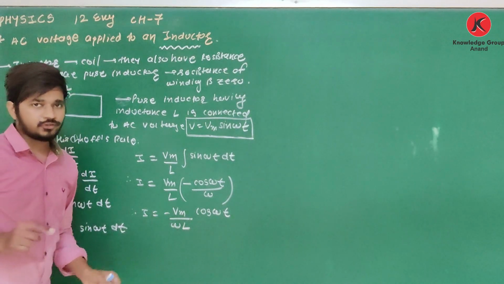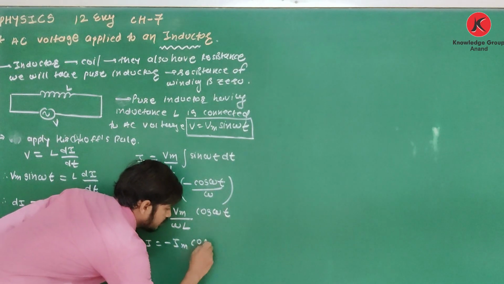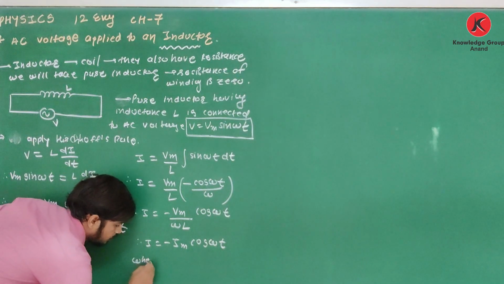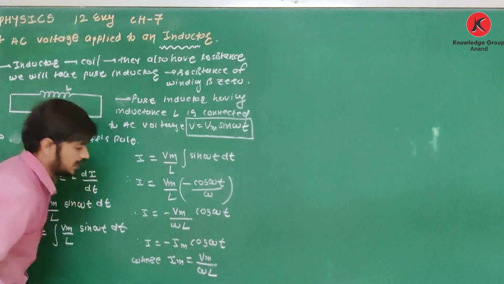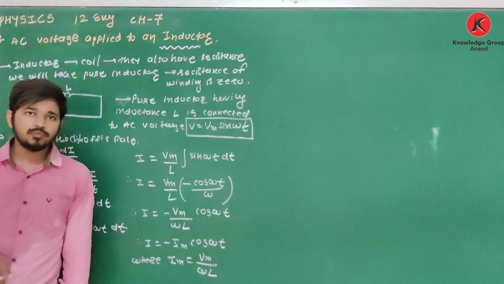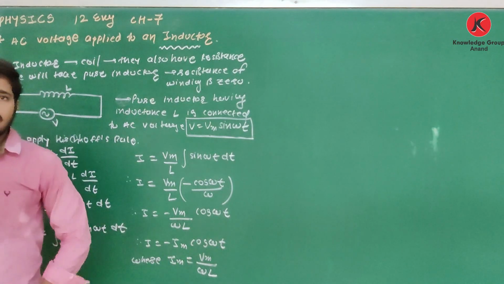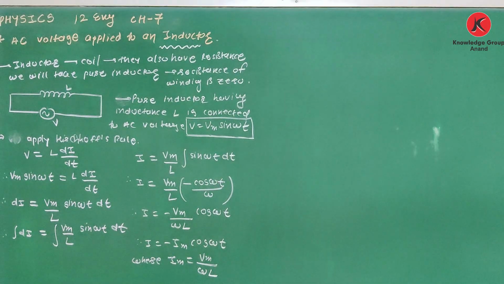I can write this equation as I is equal to minus Im cos omega t, where Im is equal to Vm upon omega L, that is the maximum value of current. See, now if you compare, in the last lecture we discussed that Im is equal to Vm upon R.